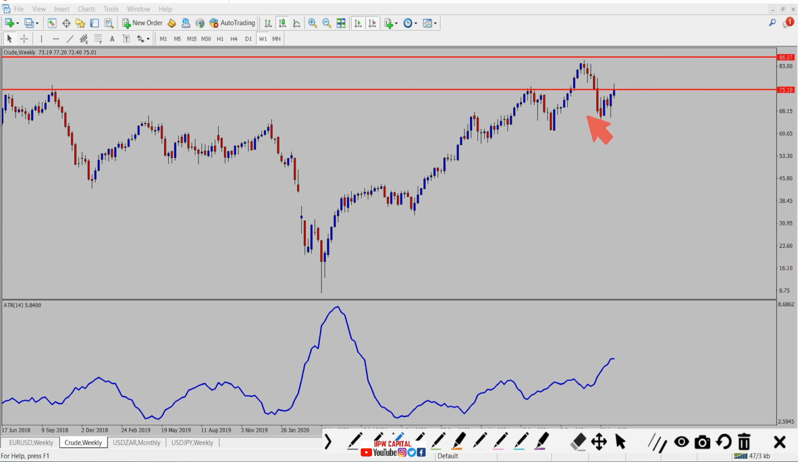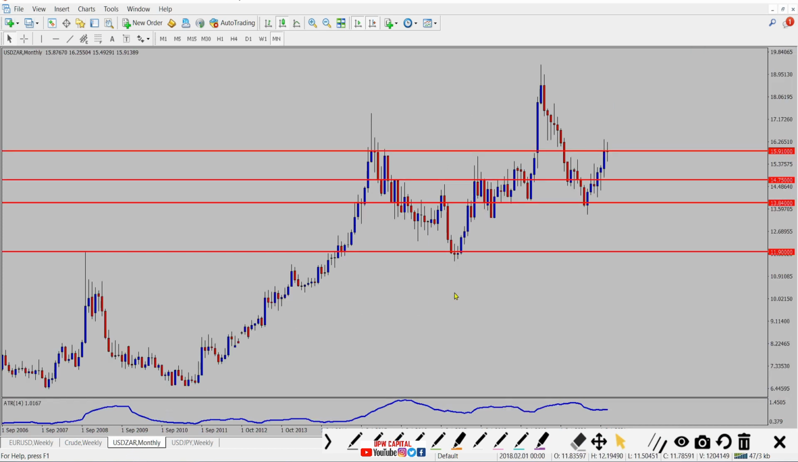As for signal for the sell side, if price pushes lower, then I would say price could be potentially attracted to this level and right at the bottom. So these are my projections for crude oil. Let us look at USDZAR.